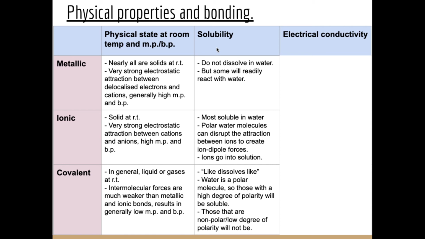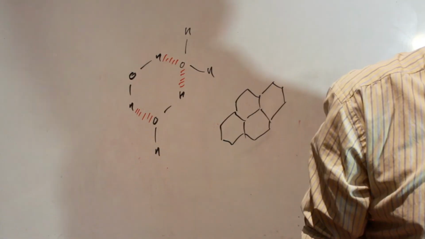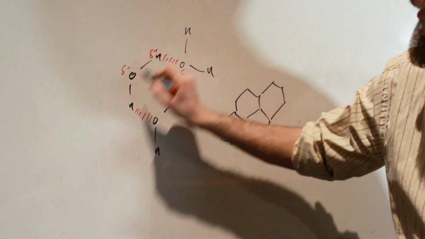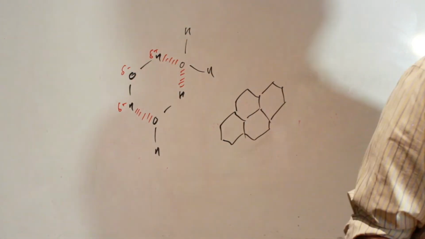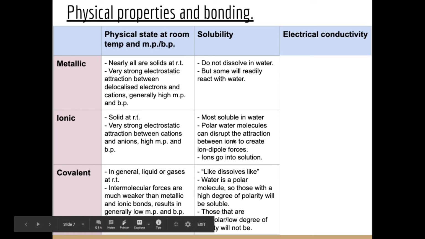Metals do not dissolve in water, but some will readily react with water, such as our group 1 or group 2. Our sodiums and potassiums react very violently with water, however, they will not dissolve in water. Our ionic substances, most will be soluble in water because we have our polar water molecules, as we know. We've looked at that quite in depth now. We've got our delta negative and our delta positive. We've got 2 poles on our water molecules, and this can disrupt the attraction between our ions.